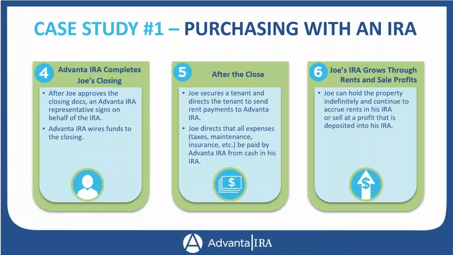Now, Joe can hold the property indefinitely and continue to accrue rents in his IRA, or he can sell it at a profit. Remember, Joe is in control of this situation. So if he says, I'm going to have short-term rentals or mid-term rentals, or this is strictly a long-term rental, whatever it is, Joe is going to make all of those decisions. And when he purchases it, if he feels it's in rent-ready condition, that is completely up to Joe as the account holder.